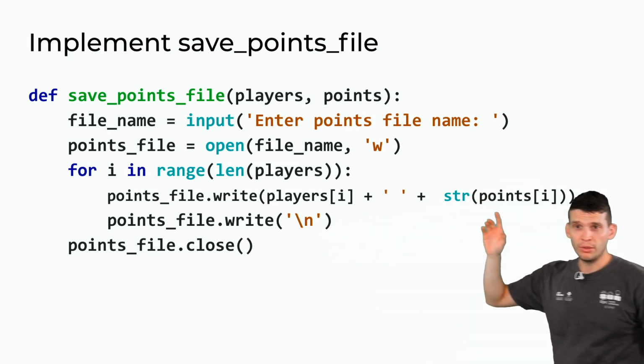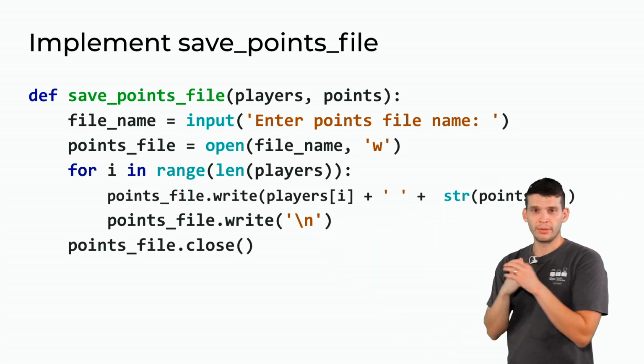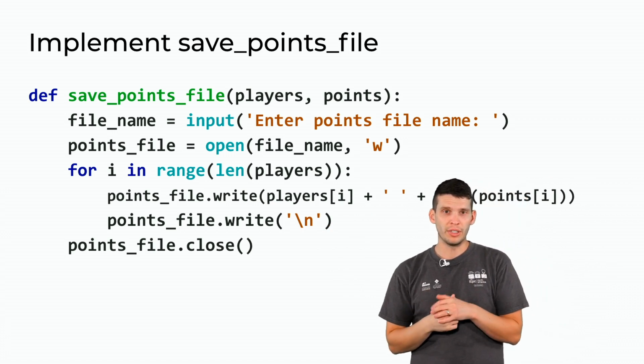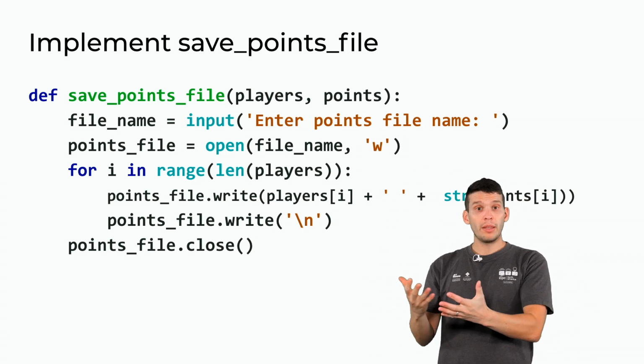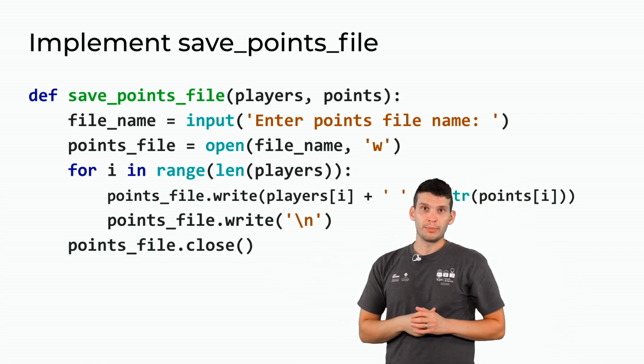We could have just put the newline there, but we can also just write it in a separate call to the write function so that each of these players shows up on a separate line. And then once that loop is done, we call close, right? And there we go.